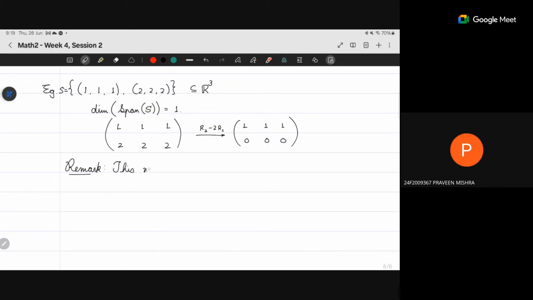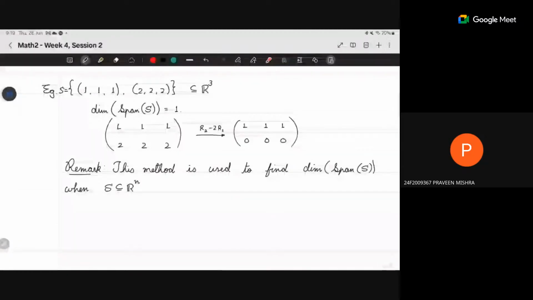This method is used to find the dimension of span S when S is a subset of Rn in this case. This is not for arbitrary vector spaces.